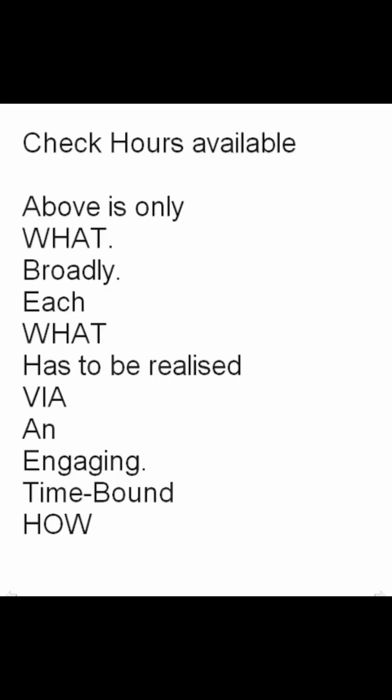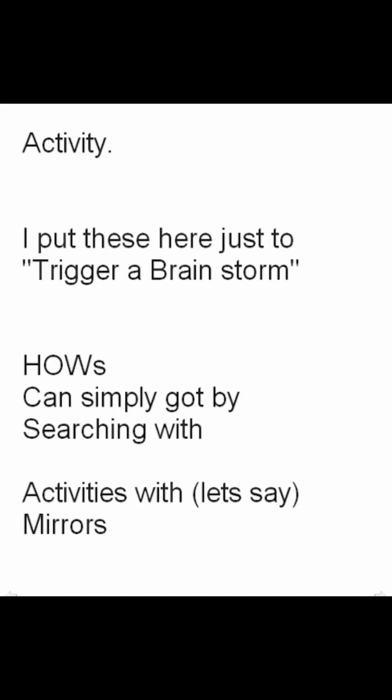First, check hours available. Above means what we have done till now is only the what. Broadly, each what has to be realized, achieved via an engaging, time-bound how activity. So, suppose you have in your nursery, let's say you have 200 days. Each day, let's say you spend 6 hours. 200 into 6 is 1200 hours. You have to do that. You put on a chart 1200 hours we have. We have all these things to be achieved this year. All these things to be achieved in the next year.